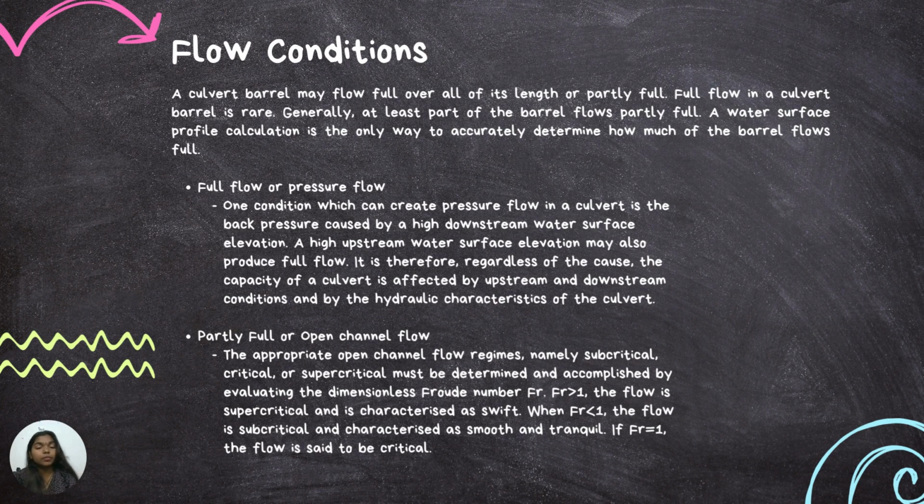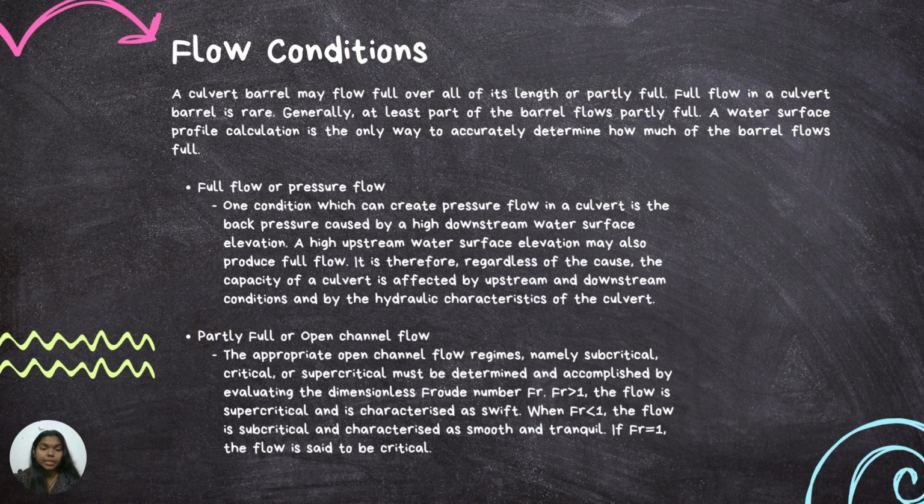For full flow or pressure flow, one condition which can create pressure flow in a culvert is the back pressure caused by a high downstream water surface elevation. A high upstream water surface elevation may also produce full flow. Therefore, regardless of the cause, the capacity of a culvert is affected by the upstream and downstream conditions and by the hydraulic characteristics of the culvert itself.